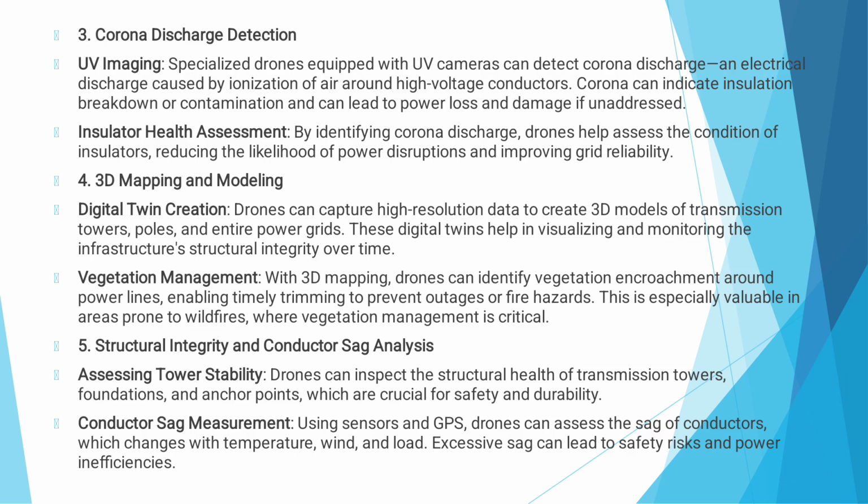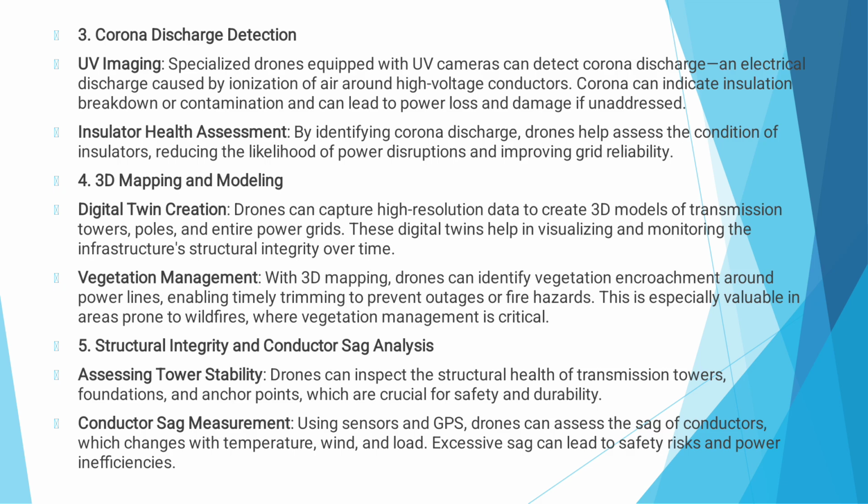Then 3D mapping and modeling. Digital twin creation. Drones can capture high resolution data to create 3D models of transmission towers, poles and the entire power grid. These digital twins help in visualizing and monitoring the infrastructure's structural integrity over time. Vegetation management. With 3D mapping, drones can identify vegetation encroachment around power lines, enabling timely trimming to prevent outages or fire hazards. This is especially valuable in areas prone to wildfires, where vegetation management is critical.